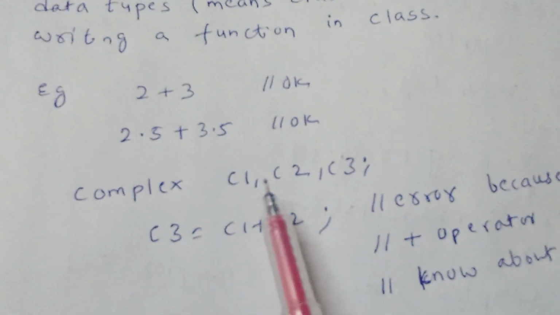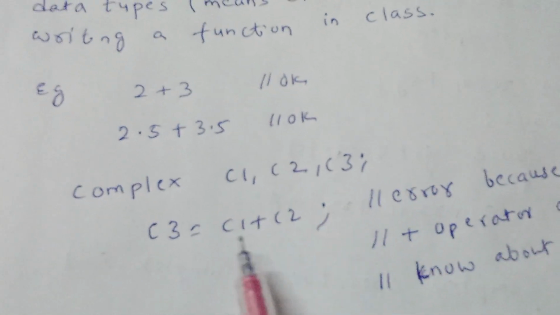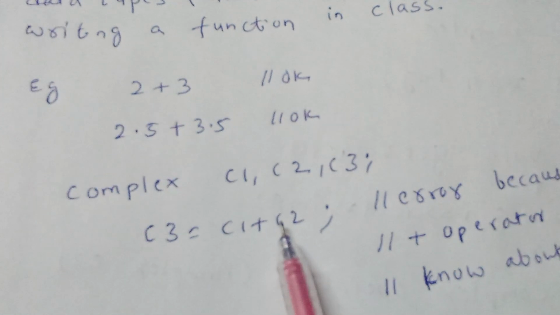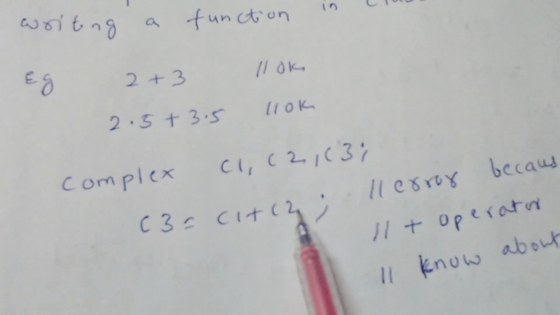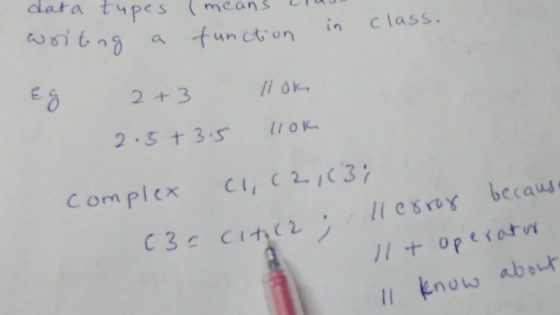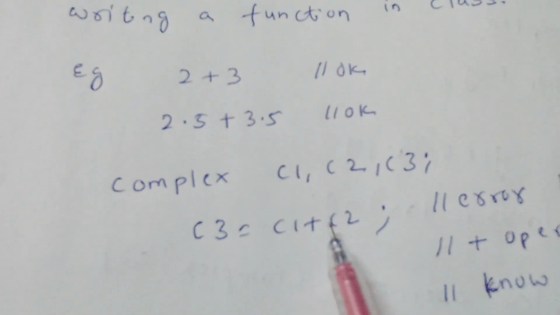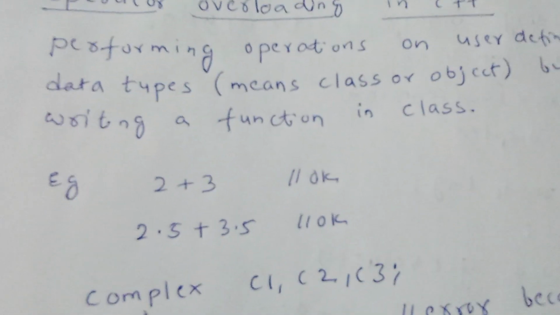Whereas if you have three user defined objects c1, c2 and c3, and you write c3 equal to c1 plus c2, this will lead to an error because the plus operator is not defined on the user defined objects c1 and c2. So what is overloading? Overloading is writing a function in the class so that c1 plus c2 will not return an error.